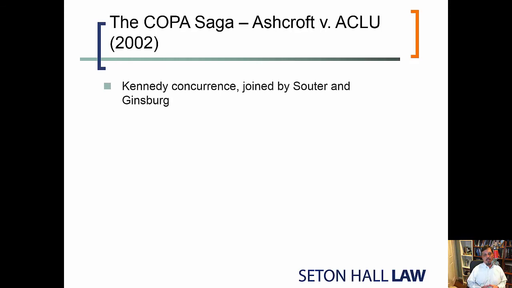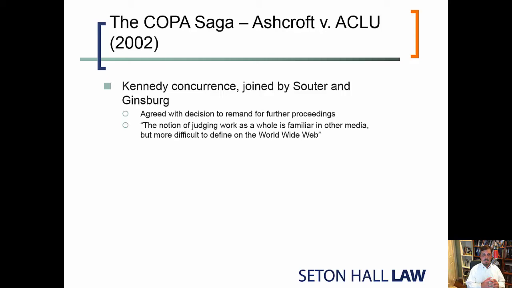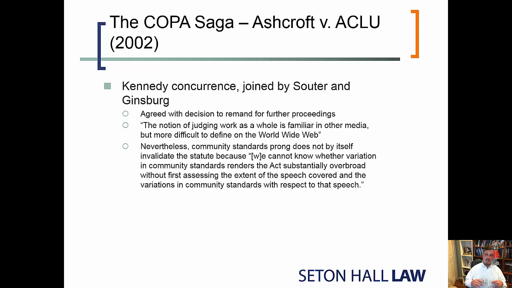Justice Kennedy writes a concurrence joined by Souter and Ginsburg. Kennedy ultimately agrees with the decision to remand, but says that the web complicates all this. How do you judge the work as a whole, as the Miller test requires, when the work is in the context of the web? In effect, Kennedy is, again, sounding a note of cyber exceptionalism. What is the work? Is it that individual file, or is it that file in the context of a variety of other things on a website, or is it that file in the context of the whole World Wide Web? How do you judge the work as a whole?